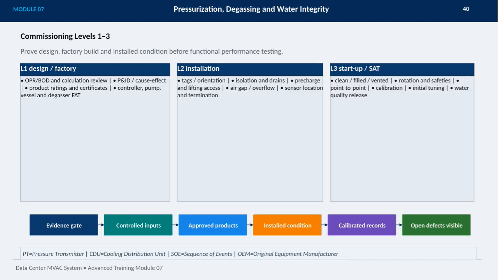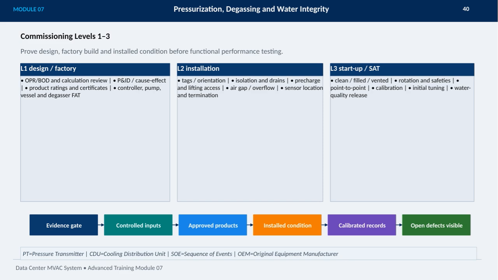This slide covers commissioning levels 1 through 3 for the Data Center MVAC system, focusing on pressurization, degassing, and water integrity. At level 1, we verify the design and factory build by reviewing the owner's project requirements and basis of design, along with calculations, PNID diagrams, product ratings, and factory acceptance tests for controllers, pumps, vessels, and degassers.